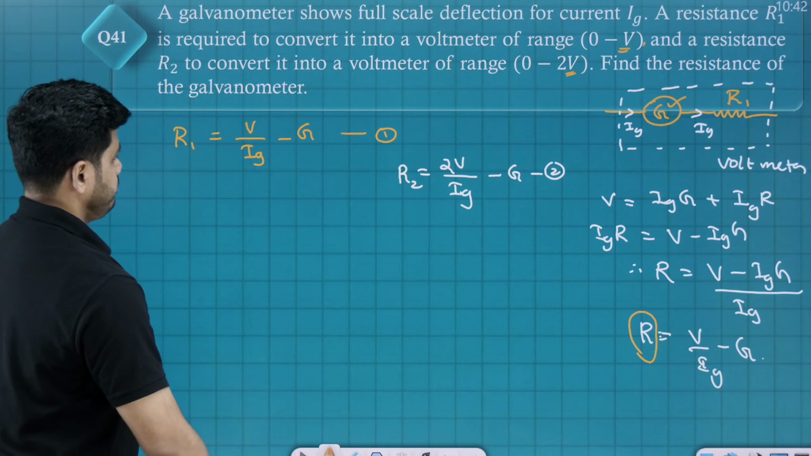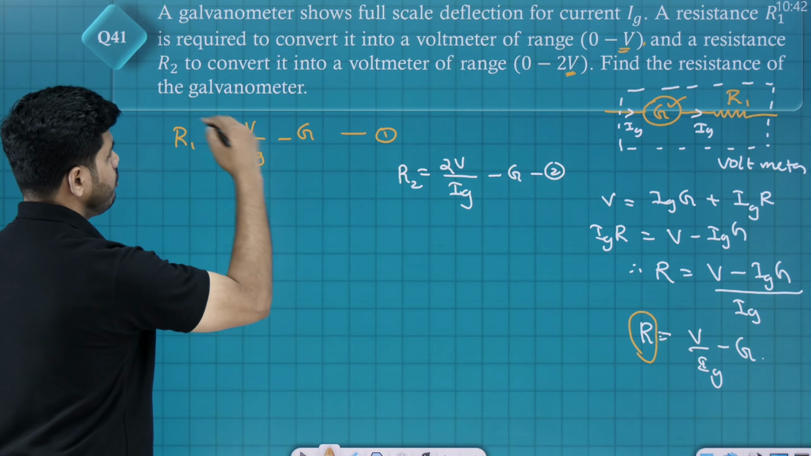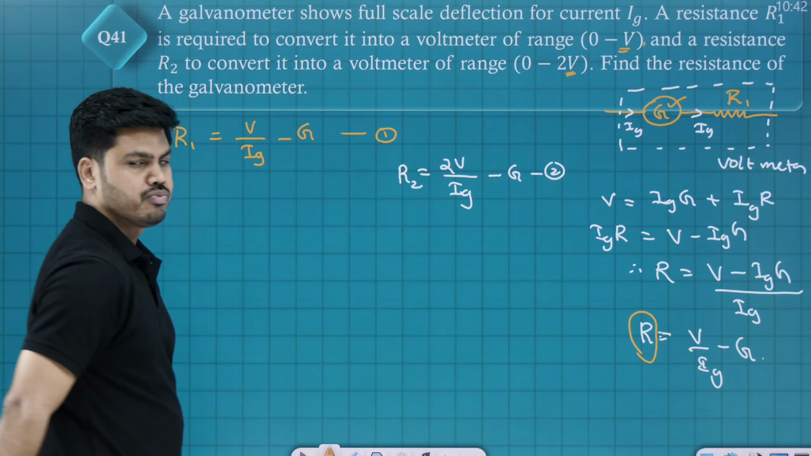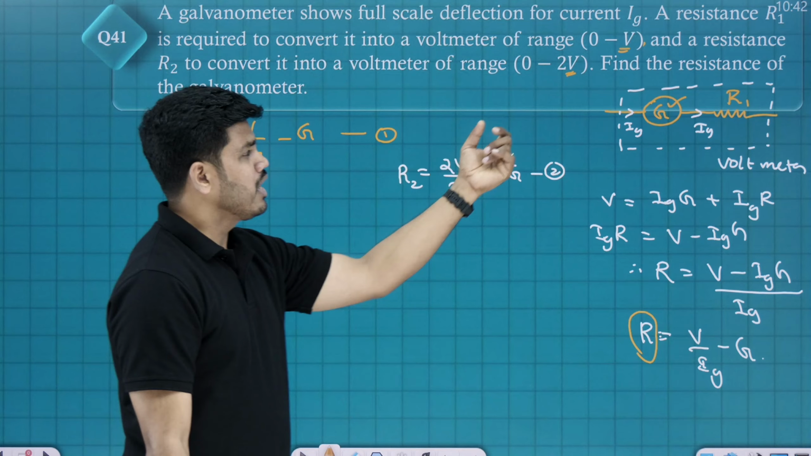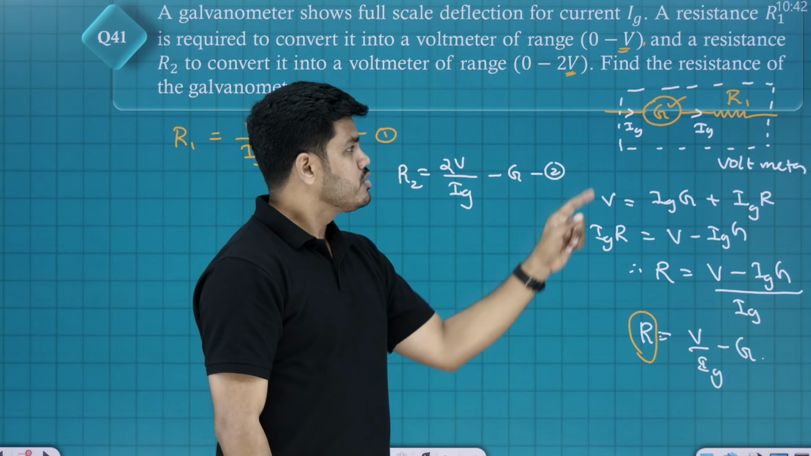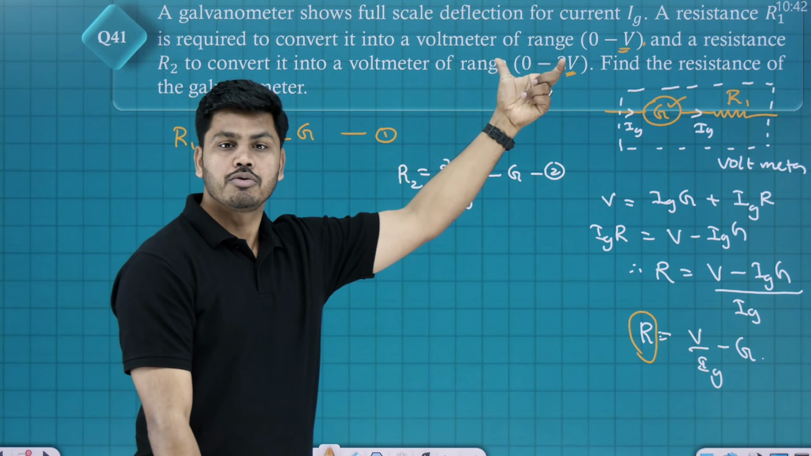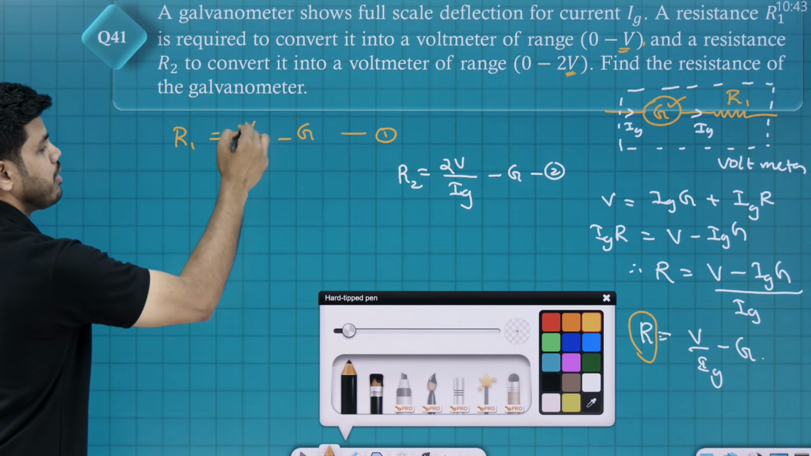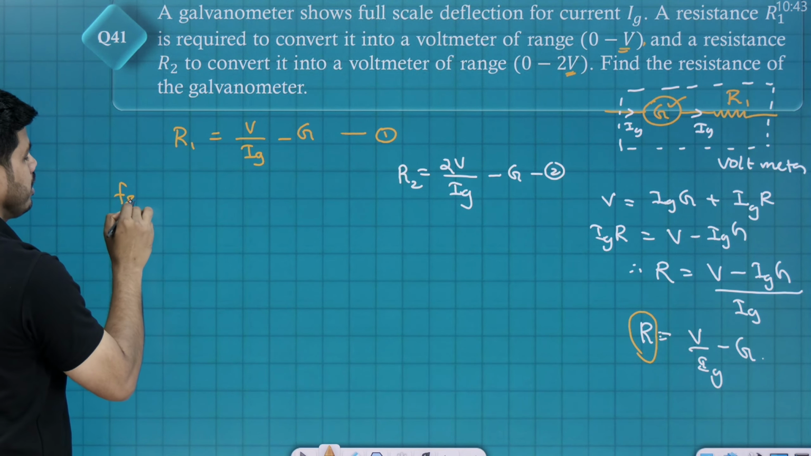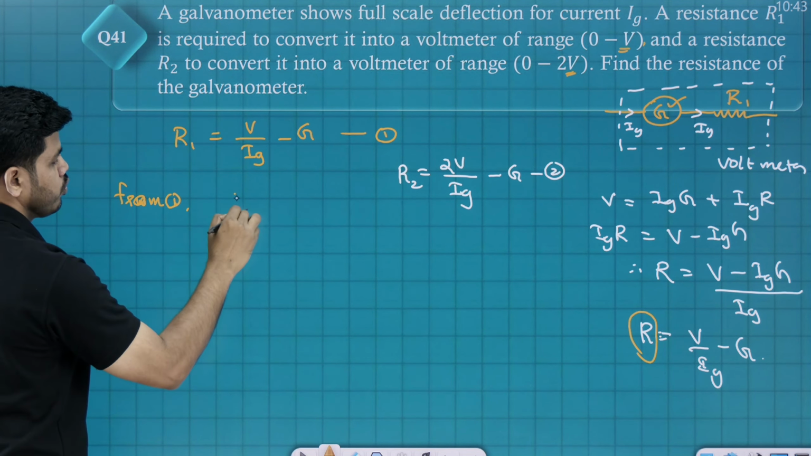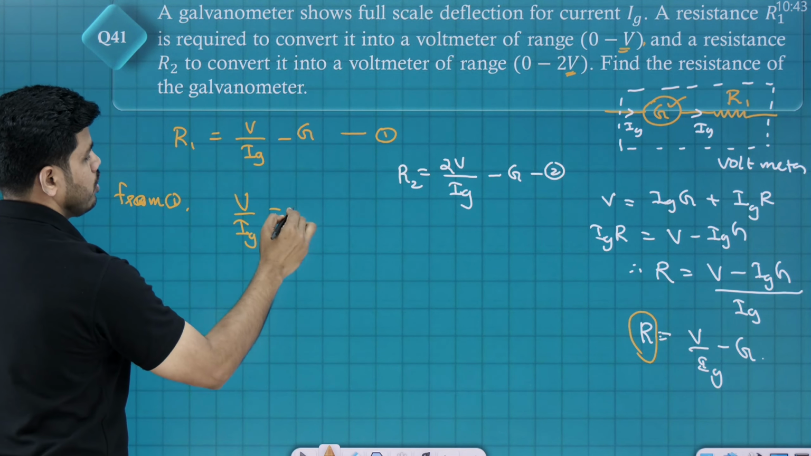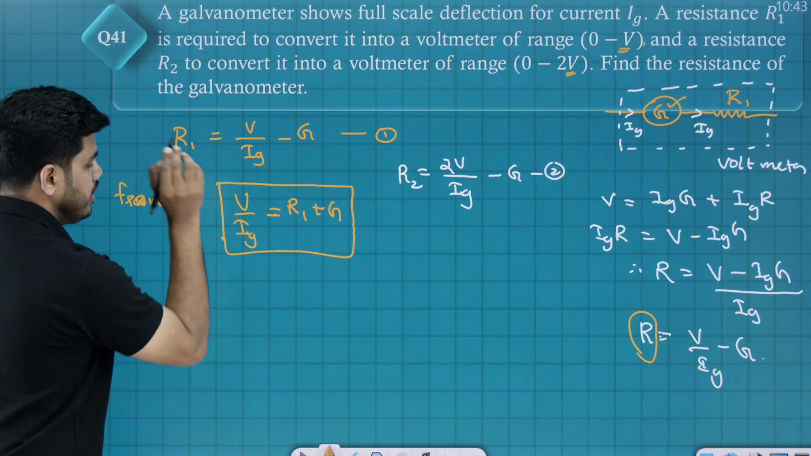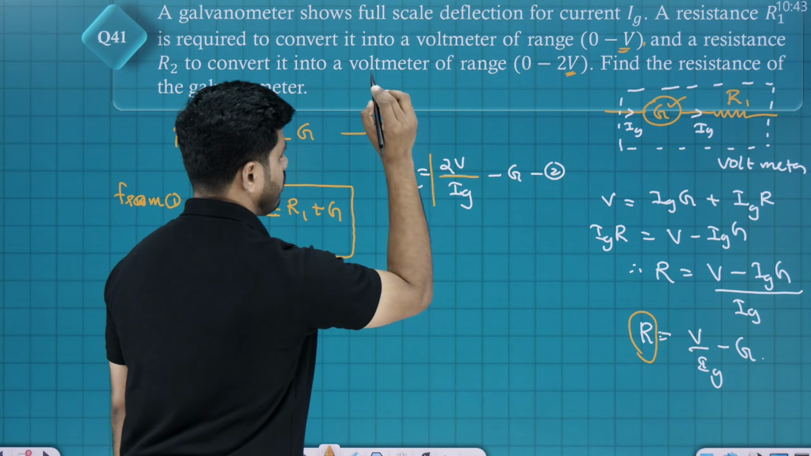Right. If so, can you tell me what could be V by Ig from the first equation that we can substitute here so that we can get an expression for G in terms of R1 and R2? We don't have any numerical values, so we'll get an equation finally, which definitely will be in terms of R1 and R2, because those values we cannot substitute. Then, let us find out what is V by Ig from equation number 1. It is equal to R1 plus G, right?